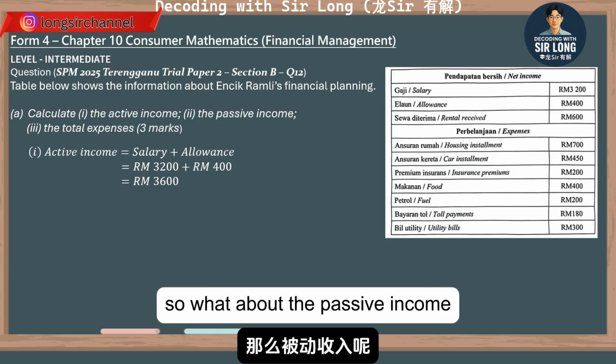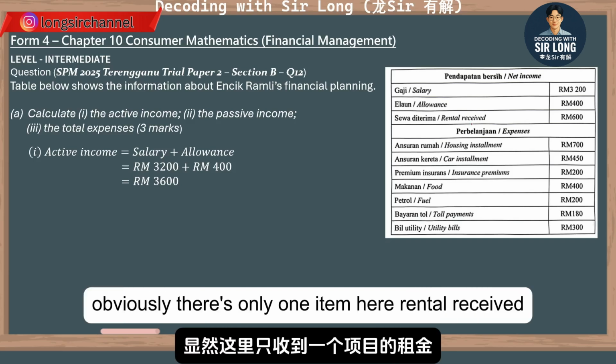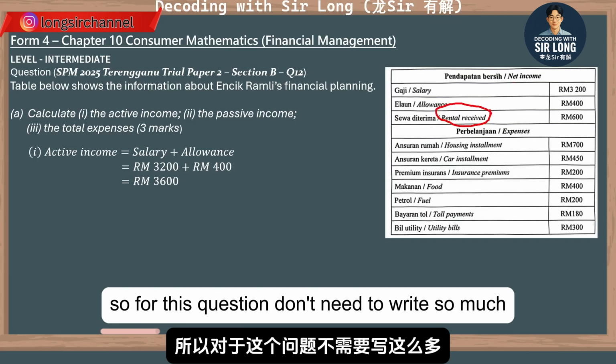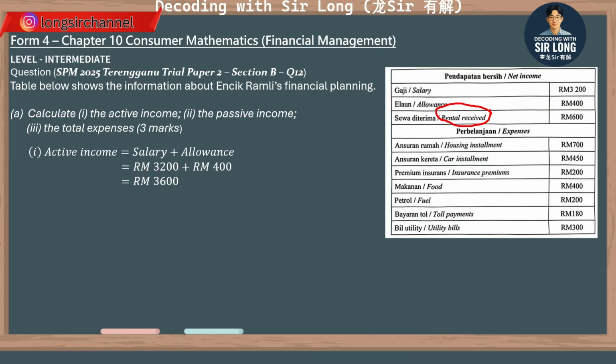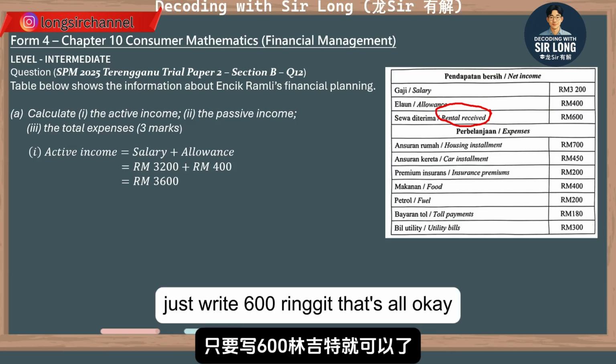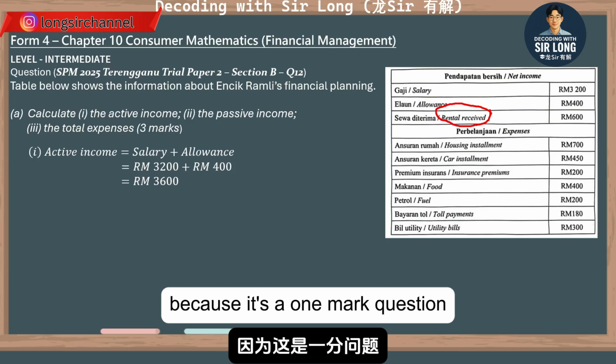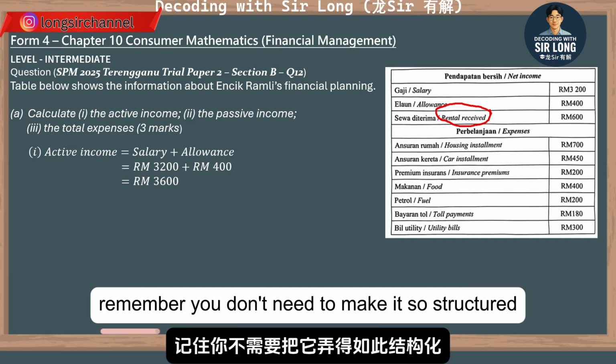Alright, so what about the passive income? Obviously, there's only one item here, rental receipt. So for this question, you don't need to write so much, just write 600 ringgit, that's all, okay, because it's a one mark question. Remember, you don't need to make it so structured.